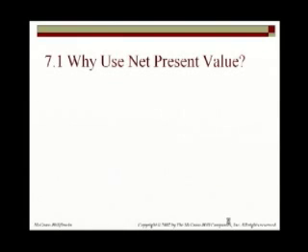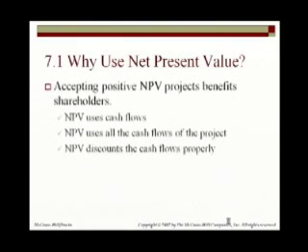Okay, why use net present value? Basically, there are three things we want a decision criteria to do. The first is to use all of the cash flows. The second is to use cash flows, actually, not net income or other kinds of accounting measures. And the third is to discount the cash flows properly. In other words, deal with the time value of money. And it turns out that net present value does all of these things. It uses cash flows, it uses all of them, and it discounts them.